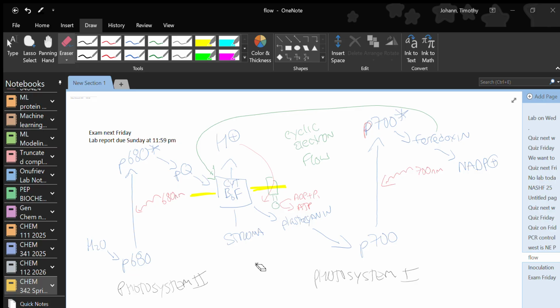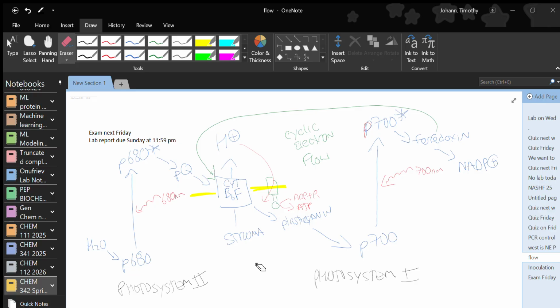All right, then those electrons get handed off to plastocyanin. Plastocyanin then hands the electrons off to P700. Once again, we're really kind of low in energy here. Okay, very stable, reduced form P700. We have to hit it with energy equivalent to 700 nanometers of light. That will kick it up and make it excited. It can then give those electrons to ferredoxin, which then hands them off to NADP+ to make NADPH.